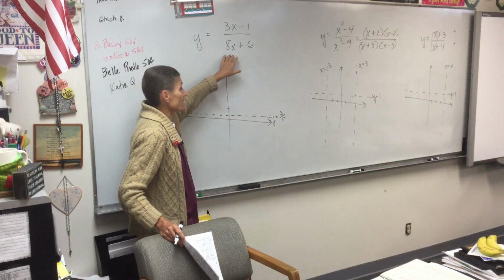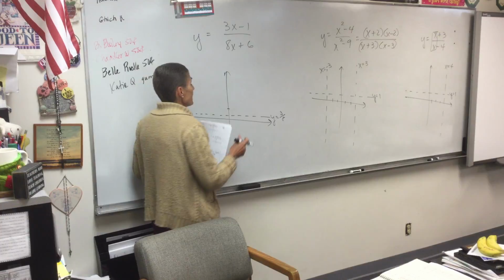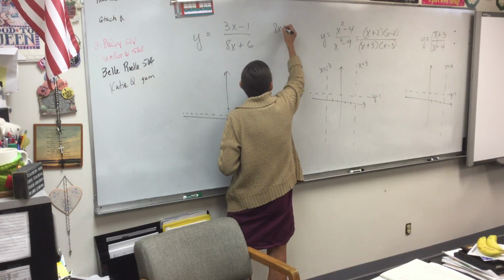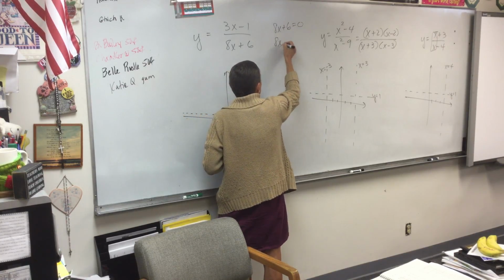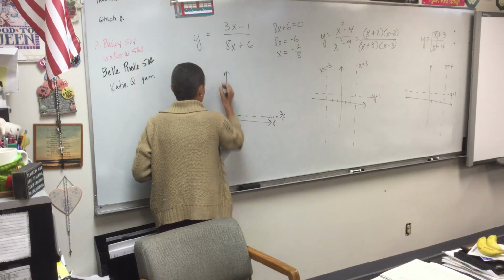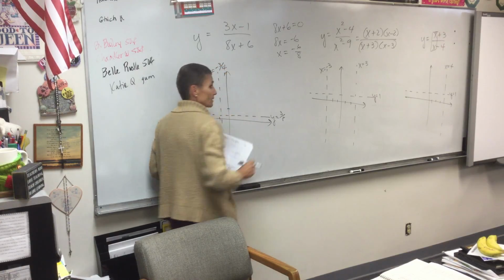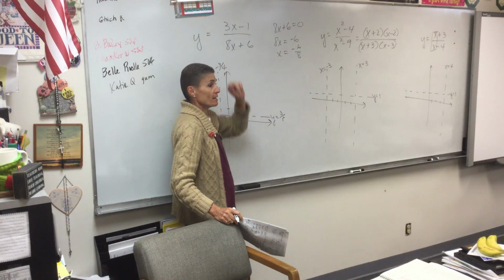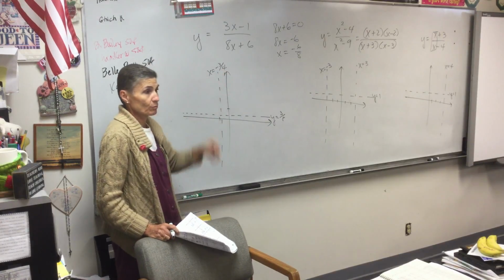Where is my vertical this time? This one's a little harder. Can you figure it out? Negative 6/8, negative 3/4. And we know that because if we set that equal to 0 and solve, we get negative 6/8, which is negative 3/4. You have an asymptote wherever the denominator is 0. The denominator is 0 when x equals negative 3/4.